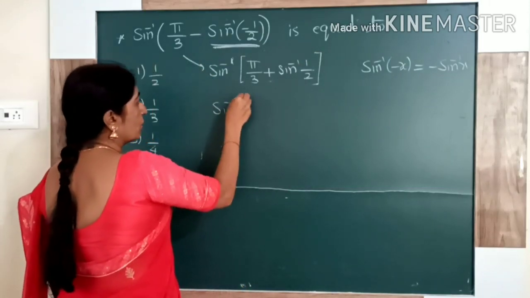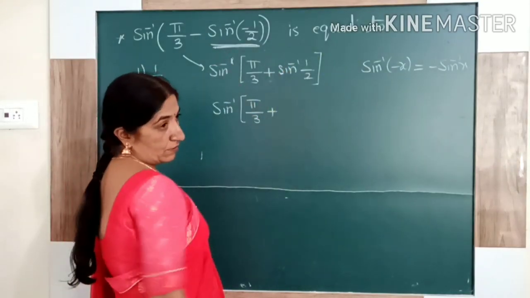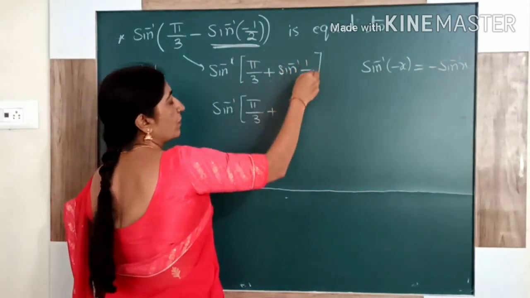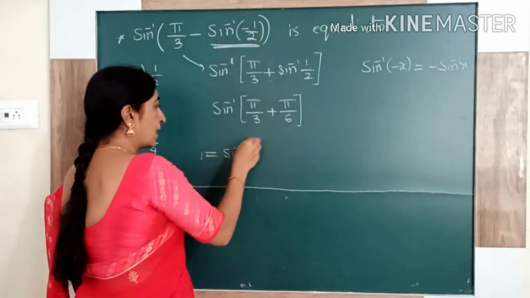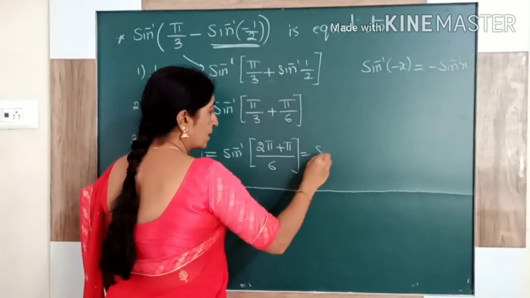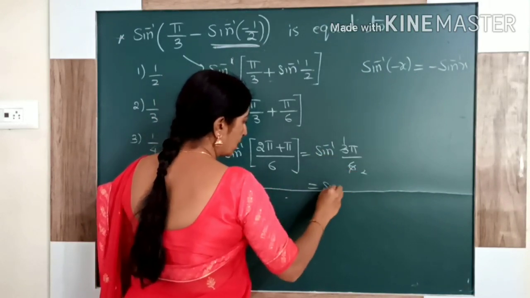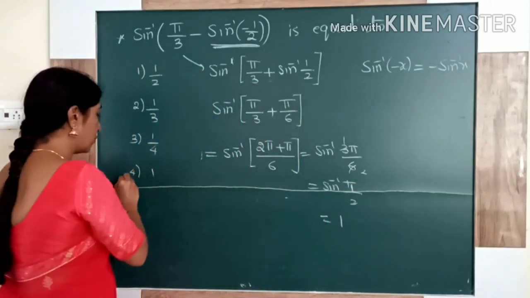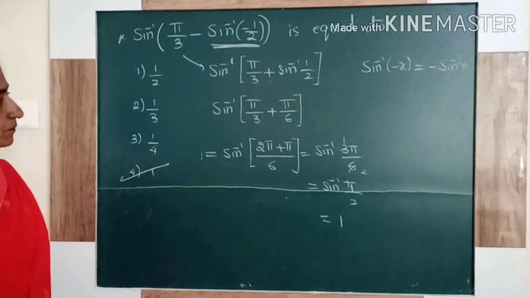So it is sin inverse pi by 3, and you know how to refer to this standard value table for inverse trigonometric functions. Sin inverse 1 by 2 is pi by 6, 30 degrees. Take the LCM, LCM is 6, and it is 2 pi plus pi, sin inverse 3 pi by 6. So it is sin inverse pi by 2. Sin inverse pi by 2, the answer is 1. So this answer is 1. I hope all of you are getting the solution.